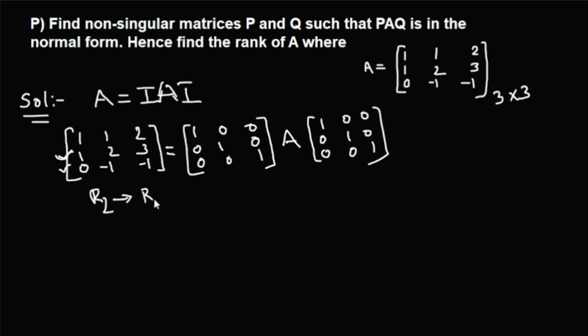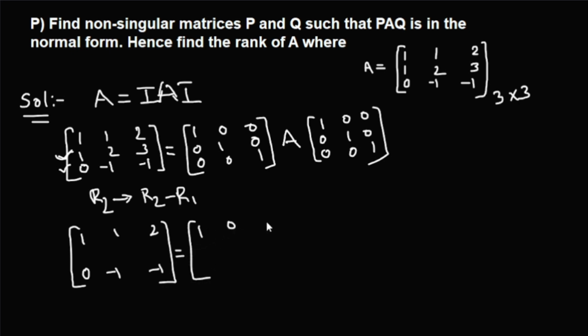R2 implies R2 minus R1. So on the left hand side, we are not going to make any changes to R1 and R3. So I write it as it is first of all. Here also no changes to R1 and R3. This is A, and here, because it is a row operation, it should not be performed on this. So we have to write this as it is.